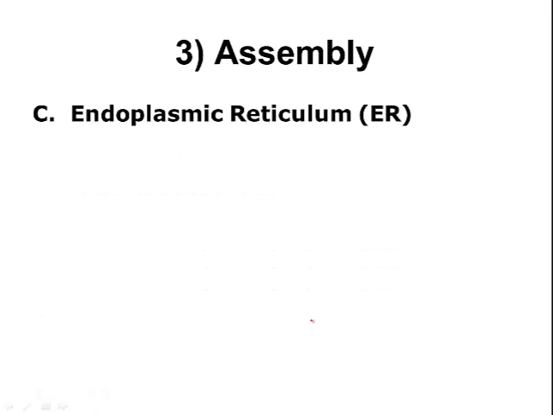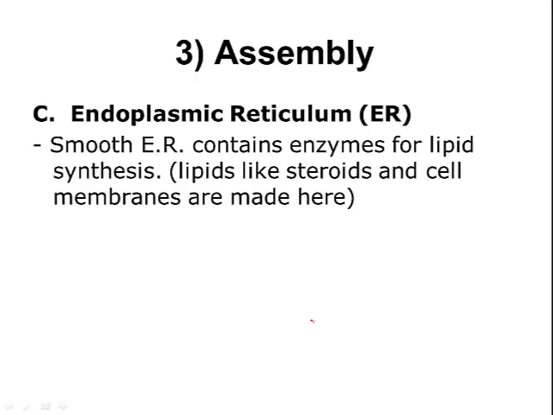Okay, so also helping with assembly is the endoplasmic reticulum. There's two types of endoplasmic reticulum. Smooth ER, main job is to make lipids. Okay, so these lipids could become our steroids, could become our cell membranes. But the smooth ER's main job is to make different lipids that the cells in our bodies need.